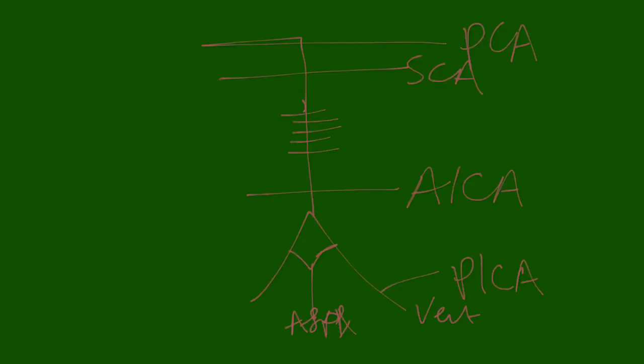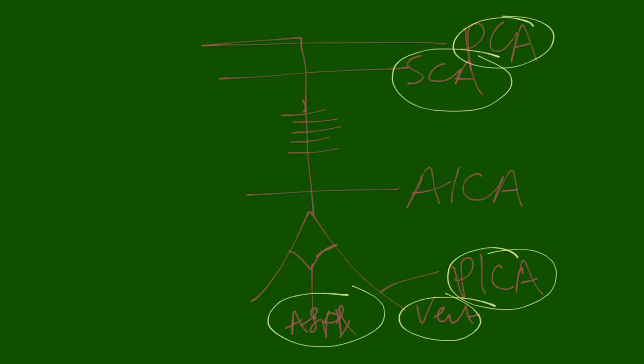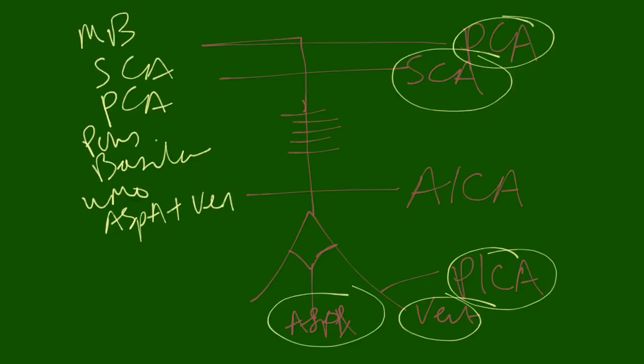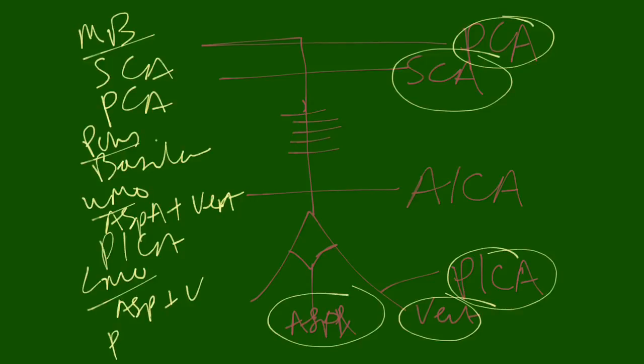So in terms of what we've mentioned as blood supply to the brainstem: the midbrain is SCA and PCA. Pons is basilar. The upper medulla oblongata is anterior spinal and vertebral, as well as PICA, and the lower medulla oblongata is anterior spinal, vertebral, and what else? Posterior spinal.